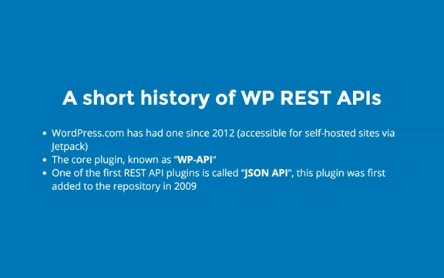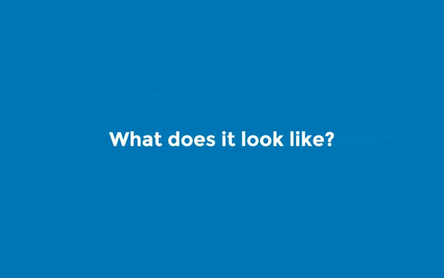A short history of WordPress REST APIs. WordPress.com has had one since 2012, and that's accessible for self-hosted sites via Jetpack. So if you have the Jetpack plugin, you can use the WordPress.com REST API. The core plugin is known as WP API, and I've got some links at the end to where you can go and check that out. It's on GitHub. And one of the first REST API plugins for WordPress was called JSON API. It's still in the repository, and it was first added in 2009. And I tinkered with it not long after that, which is kind of weird, but for totally different reasons to why I'm talking about this now.